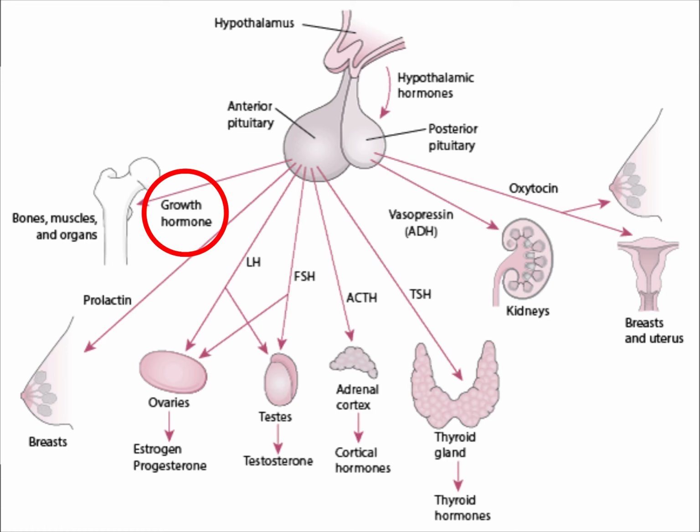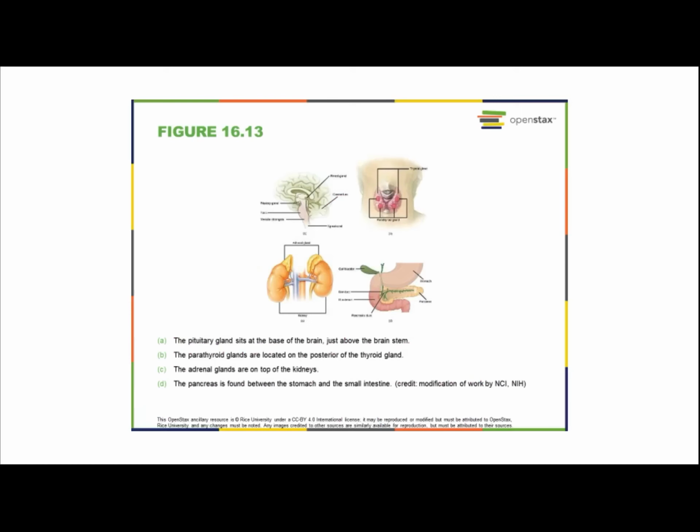Growth hormone stimulates cellular activities like protein synthesis that promote growth. Prolactin stimulates the production of milk by the mammary glands. Other hormones produced by the anterior pituitary regulate the production of hormones by other endocrine tissues. The posterior pituitary is significantly different in structure from the anterior pituitary. It's part of the brain, extending down from the hypothalamus, and contains mostly nerve fibers that extend from the hypothalamus to the posterior pituitary.